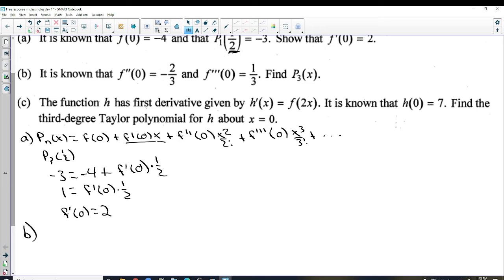It is known that the second derivative is negative 2/3 and the third derivative is 1/3. Find p sub 3 of x. I've pretty much told you how to do it. Give it a try.